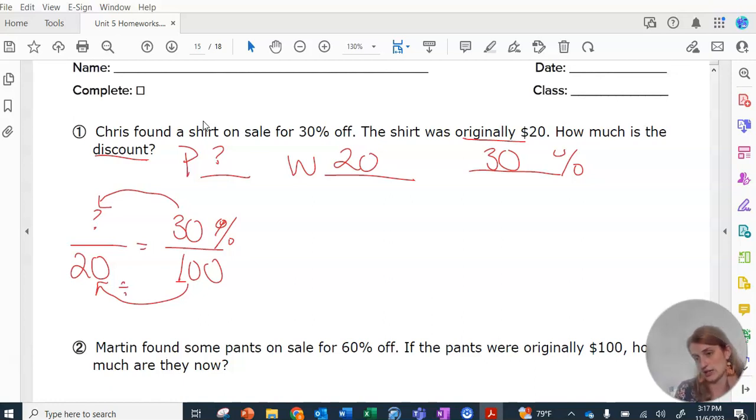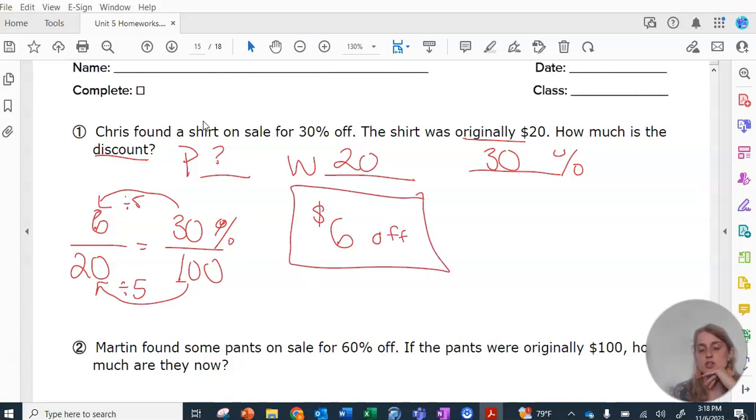And then I can just think either way. I can be like, 20, 40, 60, 80, 100, that's 5. But since I'm starting with 100 and I'm cutting it down to 20, then it's a divide by 5. 30 divided by 5 is 6. So our answer is 6, and the units are dollars. You get $6 off the cost of the shirt.